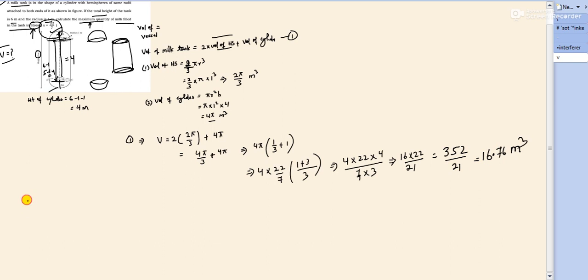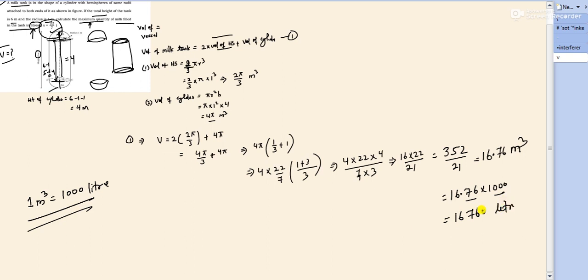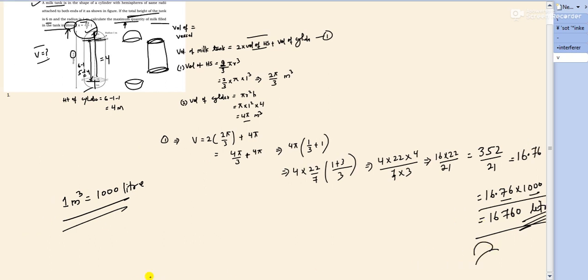Now you should know this. 1 meter cube means 1000 liter. Understood? So this many meter cubes means 16.76 into 1000. So you'll get 1676. Since 3 zeros are there, after decimal 3 numbers you have to take. These many liters. So the volume, the quantity or the maximum quantity of milk filled in the tank is 16,760 liter. Okay, it is an approximate value. Got it? So this is how you have to solve this.